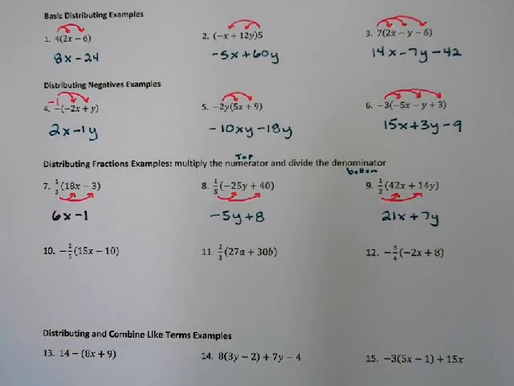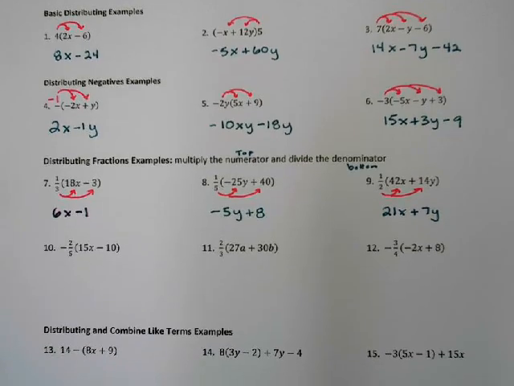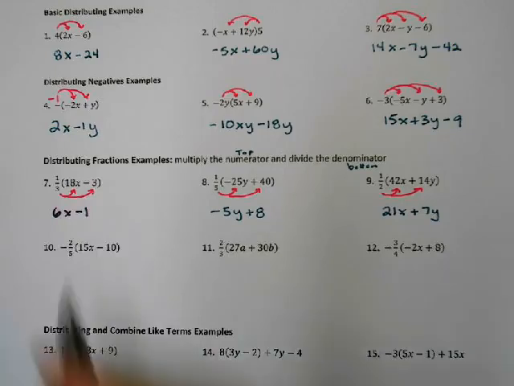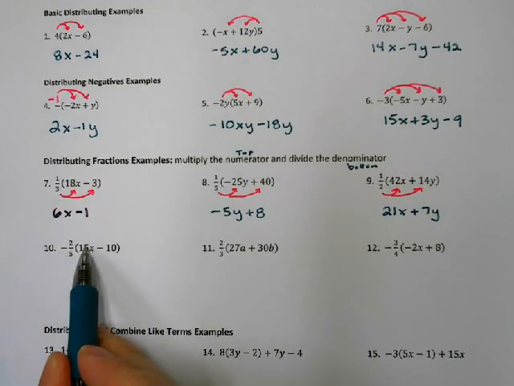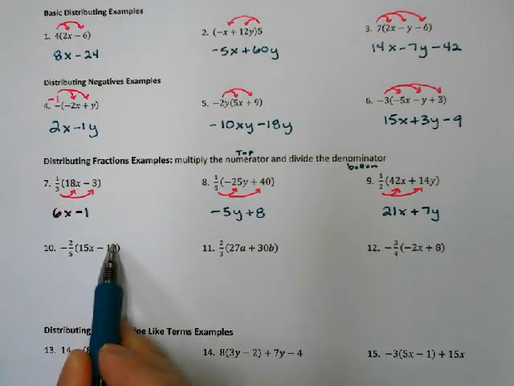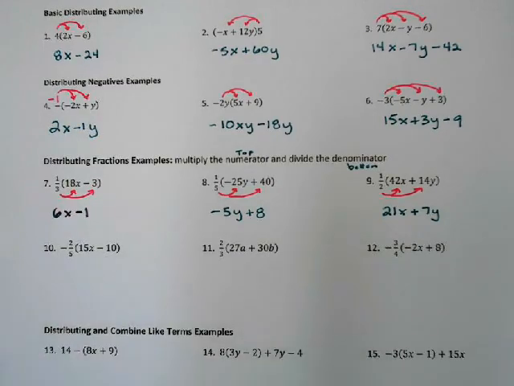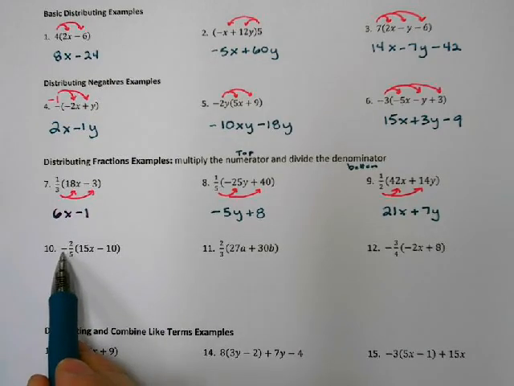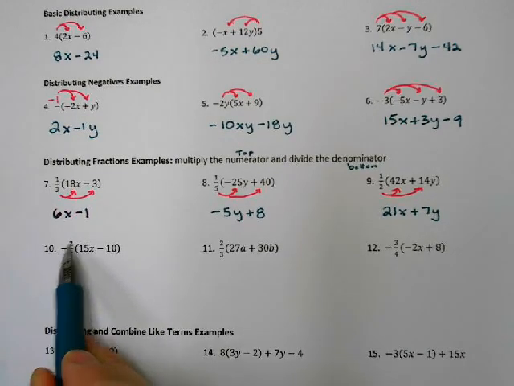Now remember, you can multiply or divide pretty much in any order that you want. So you can distribute the multiplication first and then do the division, or you can do it the other way. It doesn't matter which way you do it. Now, if you have a negative, you have to pick if the negative is going to go with the numerator or the negative is going to go with the denominator.